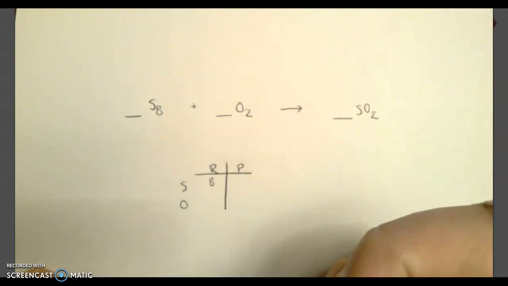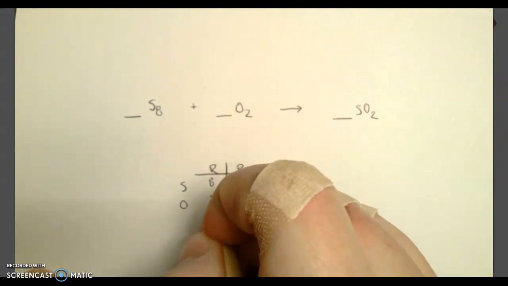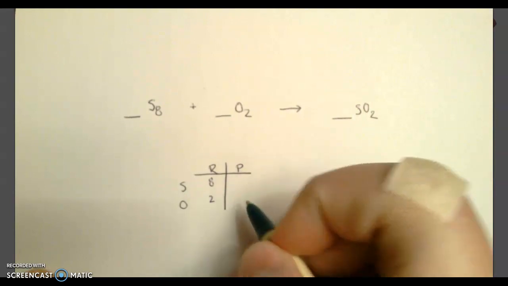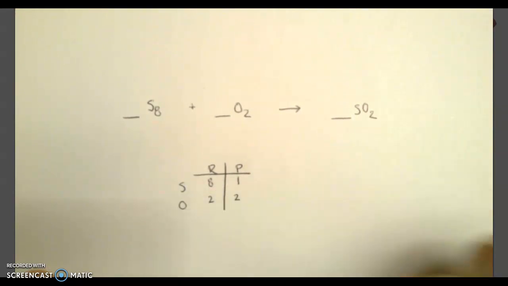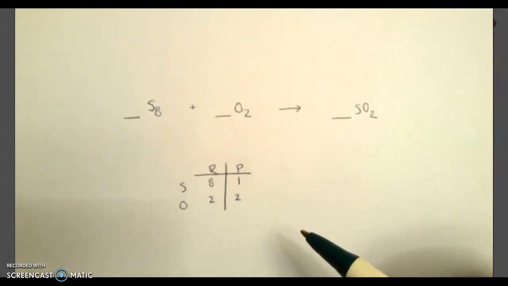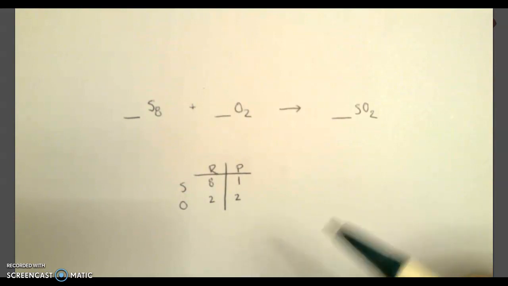On my reactant side, I have 8 sulfurs and I have 2 oxygen. On my product side, I have 1 sulfur and 2 oxygen. So unfortunately, it looks like it's not balanced. Second step in balancing is start somewhere, right? I generally recommend not starting with hydrogen and oxygen, and other than that, most of the time it doesn't matter too much. So we're going to go ahead and start with sulfur because that's the only thing that's unbalanced.